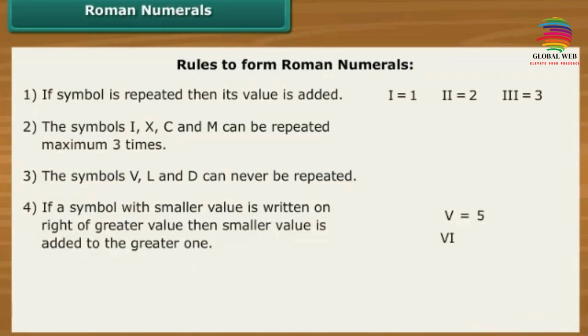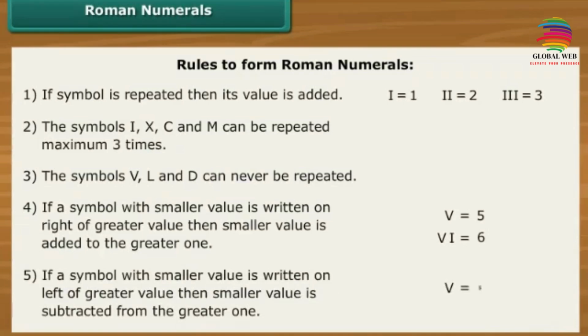4. If a symbol with smaller value is written on the right of a greater value, then the smaller value is added to the greater one. 5. If a symbol with smaller value is written on the left of a greater value, then the smaller value is subtracted from the greater one.